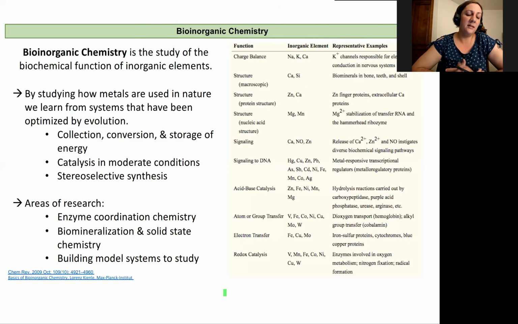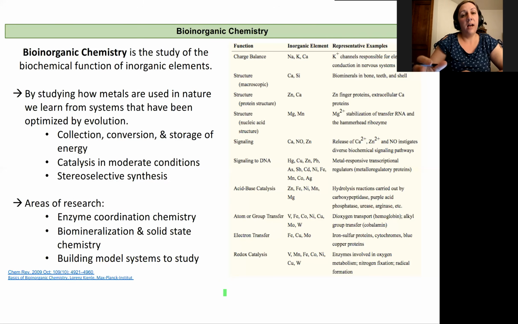When we study metals in biology, we're really studying how nature has utilized them to perform different chemical transformations. And we can learn from those systems that have been optimized by evolution and take advantage of them. So there's definitely trying to learn from biology and how these transition metals can help in the collection, conversion, and storage of energy, which is what our bodies are doing all the time. And then also looking at how catalysis can happen under moderate conditions, like ambient temperature and pressure, and with water and oxygen around.